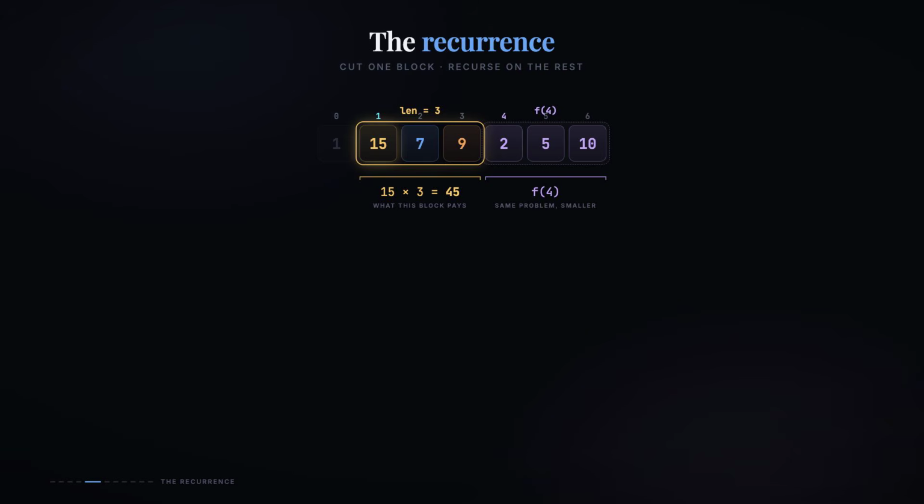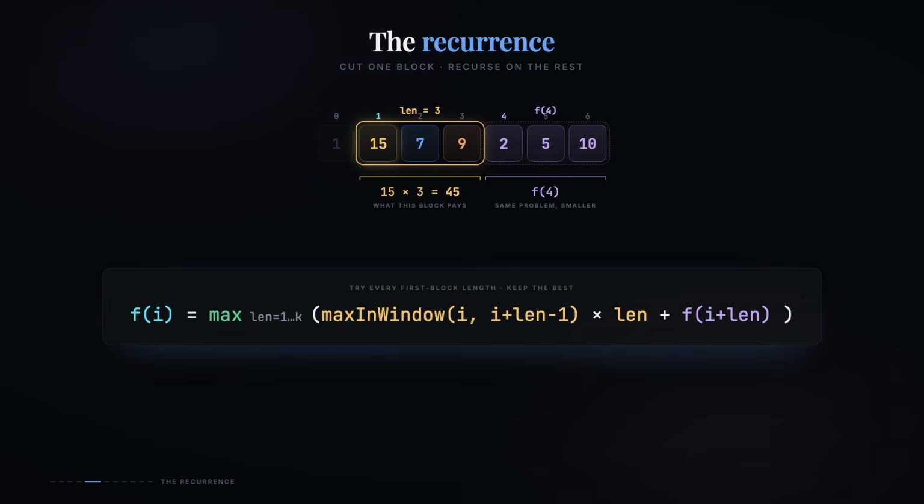f of i plus len. So, f of i equals the maximum over len from 1 to k of max in window i to i plus len minus 1, times len, plus f of i plus len. Base case, f of n equals 0. An empty suffix pays nothing, and the answer we want is f of 0.